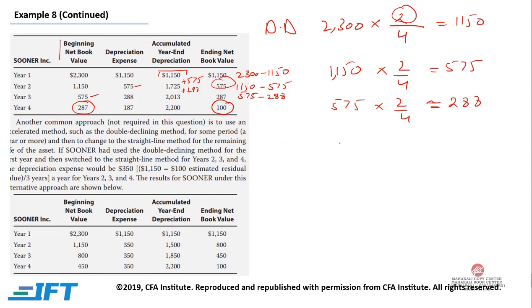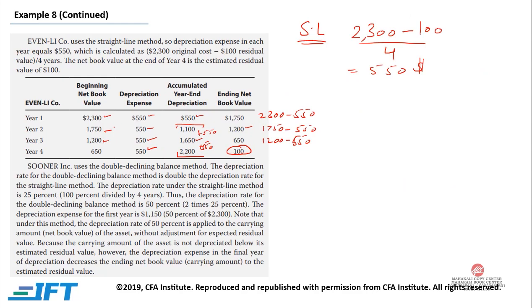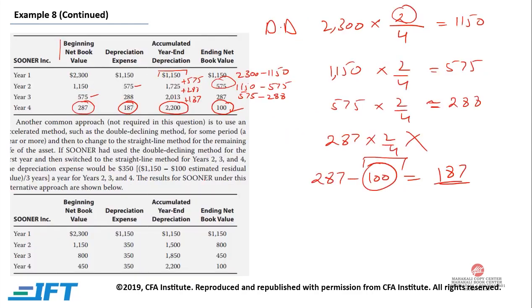Now we need to understand that even though the net book value is 287, we cannot do 287 multiplied by 2 by 4 in order to find out the depreciation. This would be wrong. Why? Because we know that the residual value is 100. So your depreciation for this year would be 187. So 287 minus 100, because this is what we know the ending book value would be. So the depreciation that we need to charge would be 187. We add 187 over here, and over here our accumulated depreciation is 2200. That is the same we got when we were using straight line. So in the end, accumulated depreciation doesn't change.